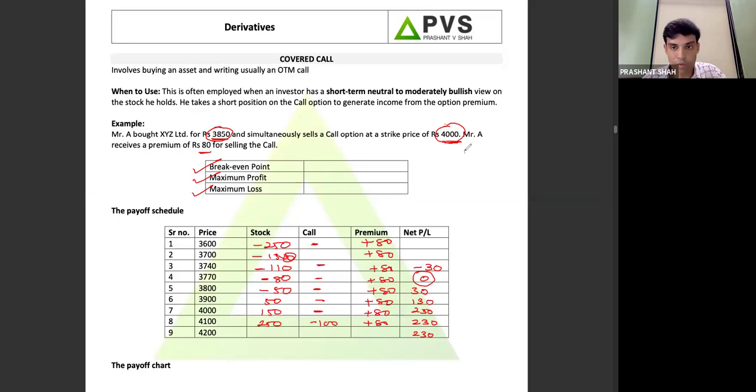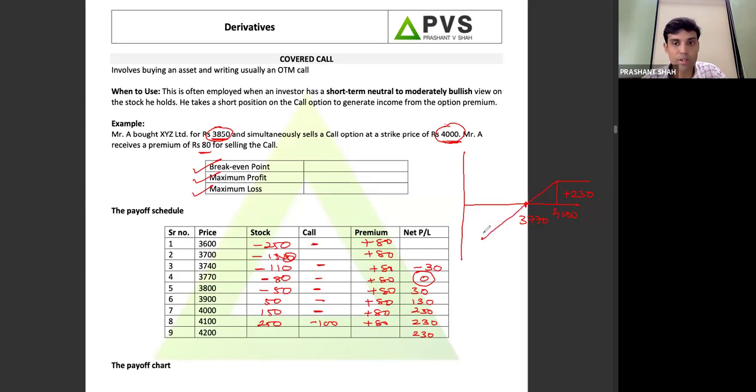Let me draw the chart of it, so that will also bring in a lot of clarity. This is the one which I like the most, drawing charts. So what's the break even point? As we identified, 3,770. Now if the price goes further, say how much? 4,000. So at 4,000 our profit is locked in, and that is how much? 230 plus. Now downside, how much is my loss?